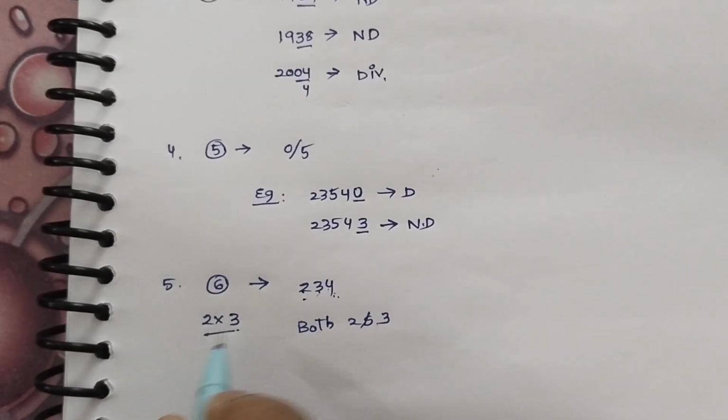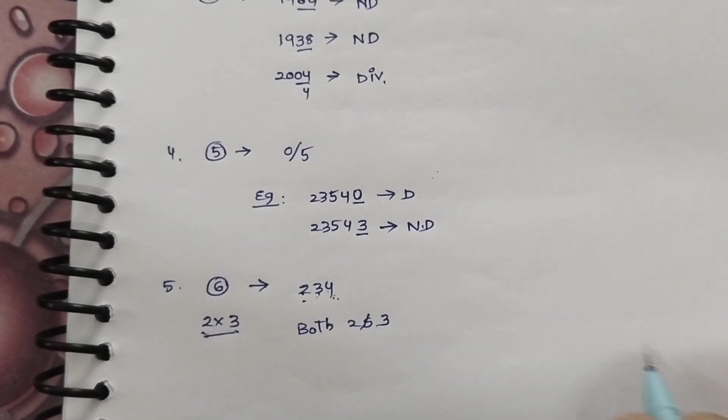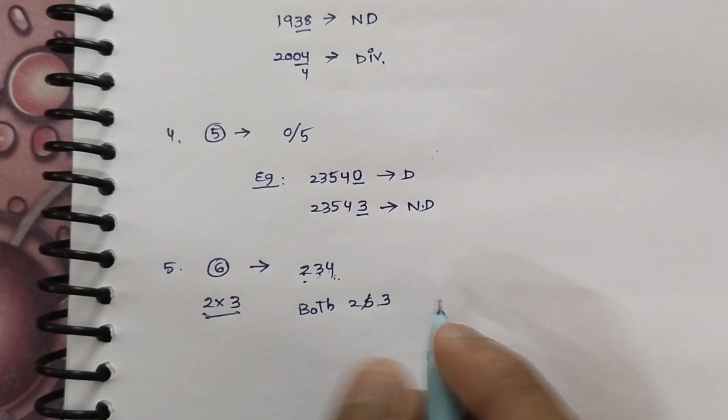Why am I taking 2 and 3 here? Because 2 and 3 are co-primes. That's why we take 2 and 3.